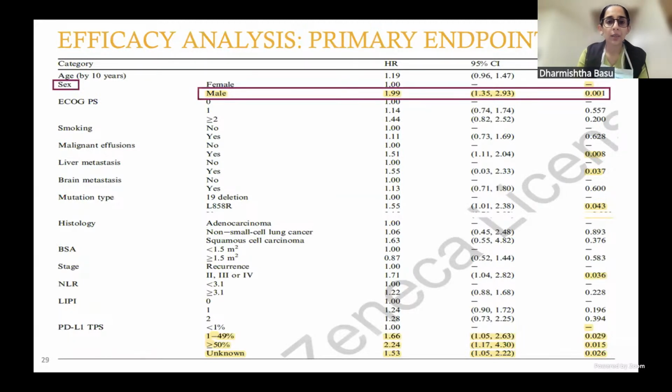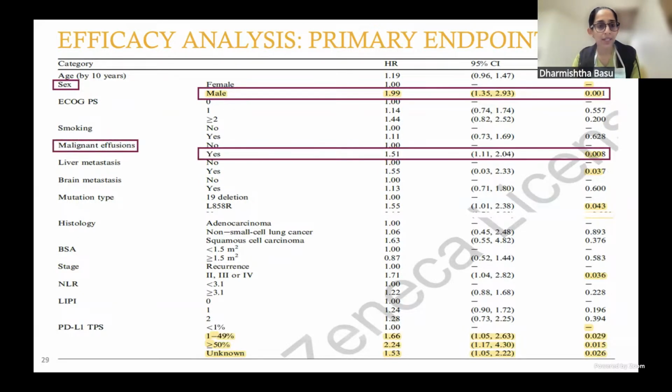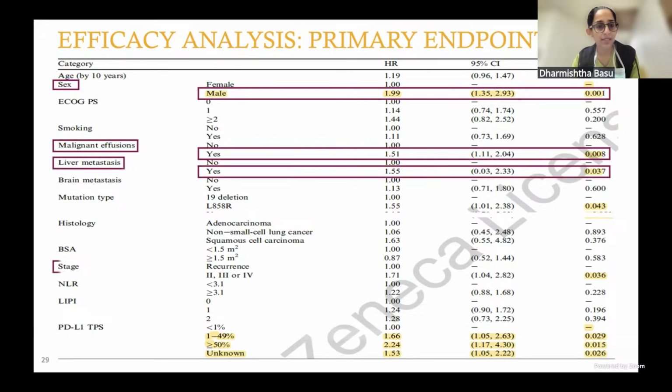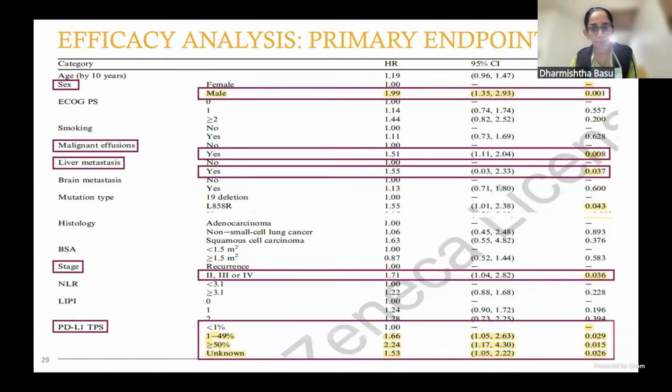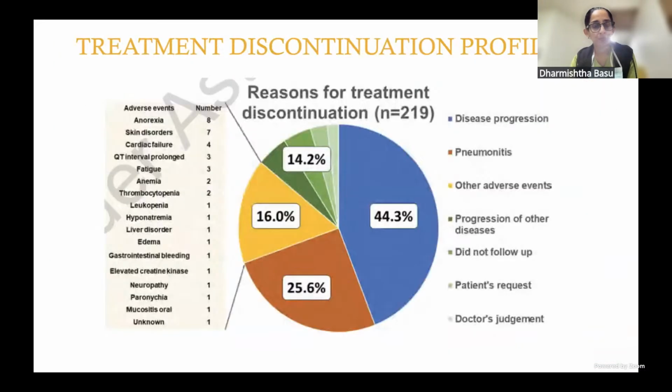This is corroborated. In the primary endpoint PFS analysis, the hazard ratios were worst in the male gender, presence of malignant effusions, presence of liver metastasis, and presence of advanced unresectable disease at presentation. Treatment was discontinued in 44.3% of cases in view of disease progression.